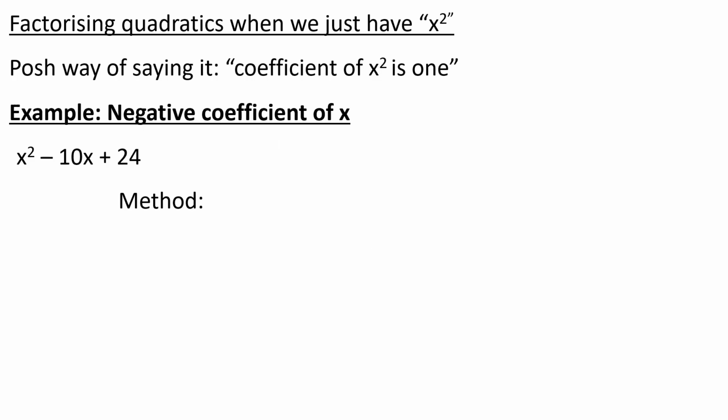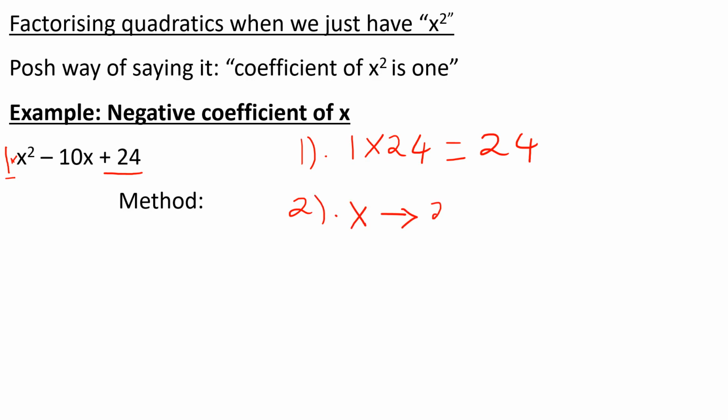You might have expressions where there's a negative coefficient of x. In this case, the method is the same. Firstly, I notice that the coefficient of x squared is 1. I do 1 times the constant on the end, and there is a reason for this, because when we get to harder examples, this is the first step, so I want to get used to it. 1 times 24 is 24. So I need a pair of numbers that will multiply to give 24 and add to give minus 10. So we need to remember our rules of negative numbers.